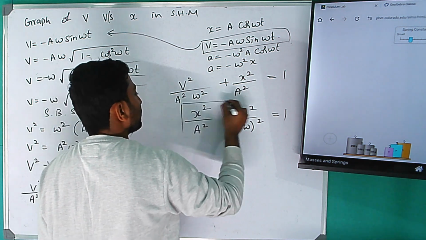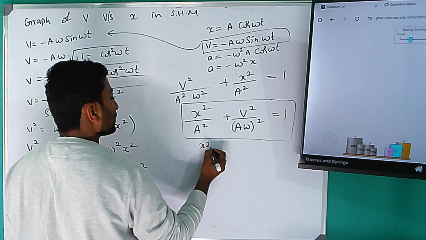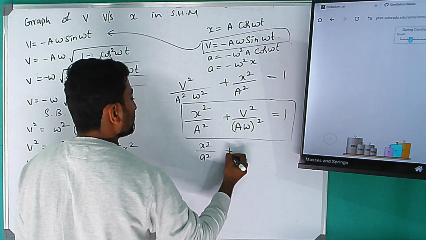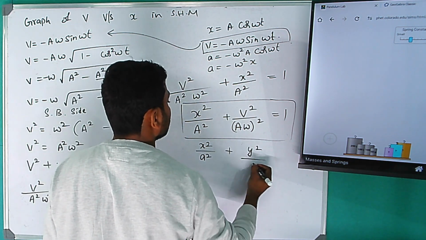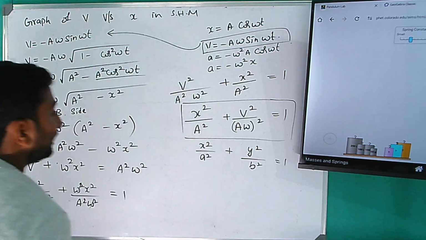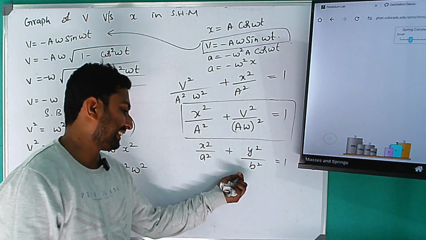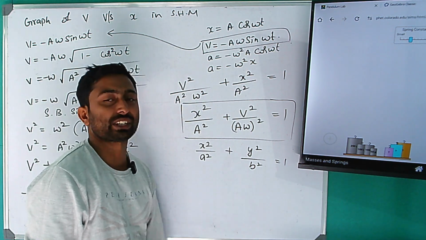So what is this equation? See what kind of equation it looks like. It is in the form of x square divided by a square plus y square divided by b square is equal to 1. Have you seen this equation anywhere? It is the equation of the ellipse. Correct? This is a form of the ellipse equation.